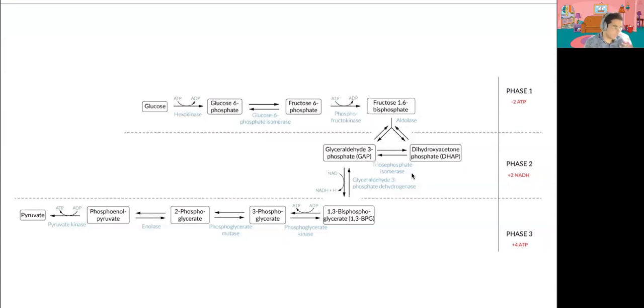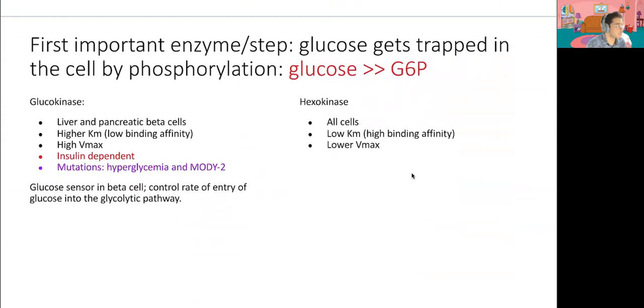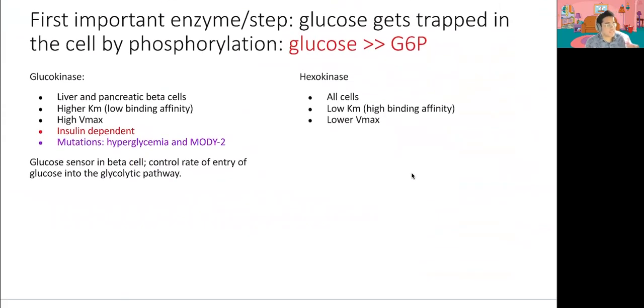So if they ever ask you that, net of glycolysis, 2 ATPs are made because you've given 2. You've only generated 2 NADH, which can't really do anything unless it enters the pathway.